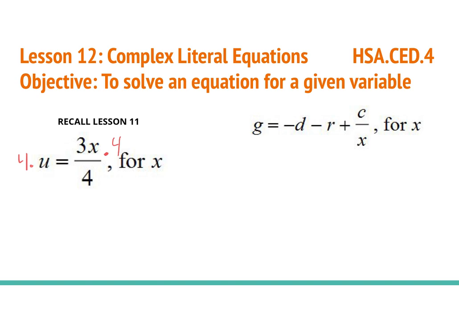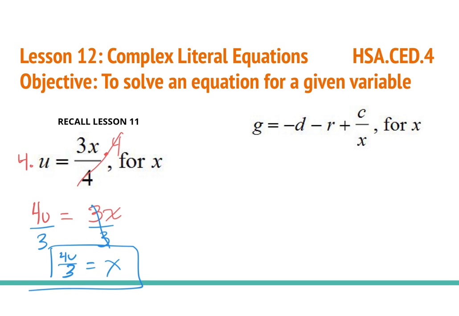4 first. So we need to multiply. 4 times u is just 4u. That would cancel out, so I am left with 3x. Then we would need to divide by 3. So x is equal to 4u divided by 3.